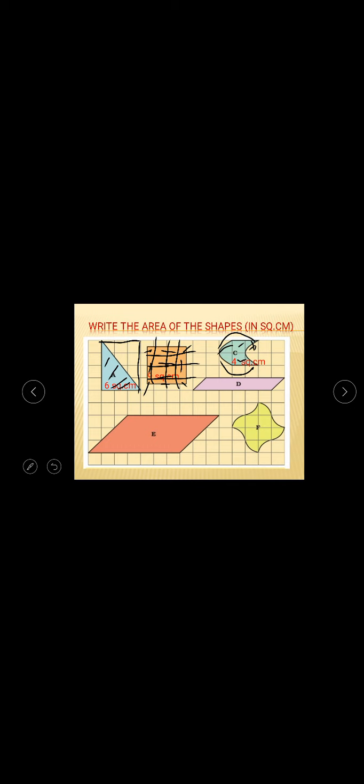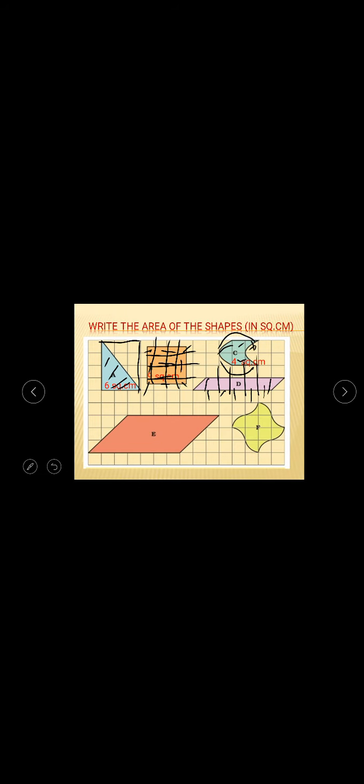Now shape D. Shape D, I will just join these two lines. Okay, so here you can see 1, 2, 3, 4, 5. This half and this half, they will form one square box. So there will be total 6 square boxes. So the area will be 6 square centimeter.